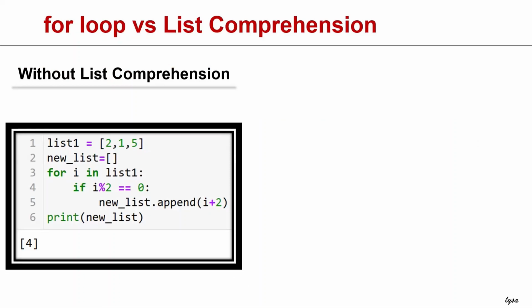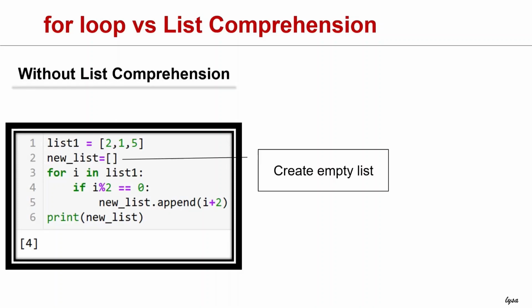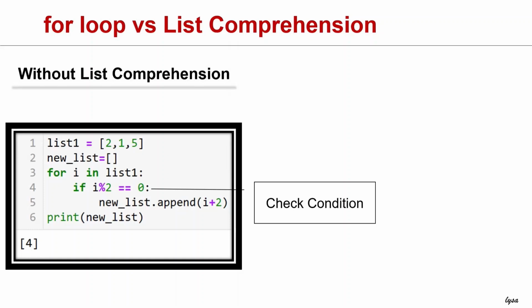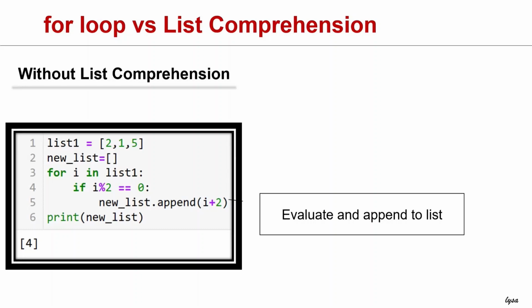Let's see how this works without a list comprehension. When we do not have a list comprehension, we try to write an example, a list where it looks for a condition but does not use a list comprehension. First we will be creating an empty list. Then we will take one by one the item and check the condition for every item in the list. And then we will evaluate and append the value to the list.